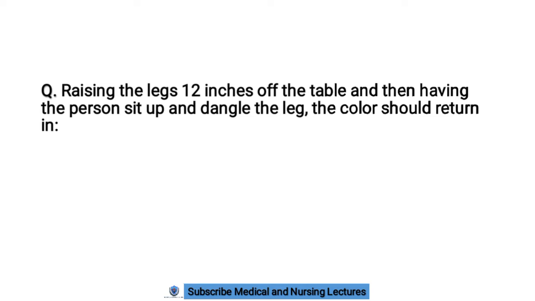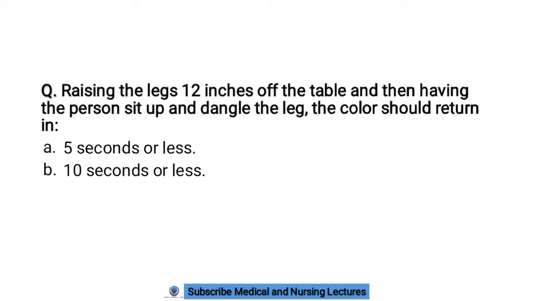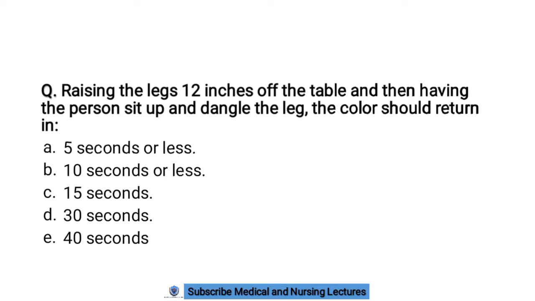Raising the legs 12 inches off the table and then having the person sit up and dangle the legs, the color should return in: option A, 5 seconds or less, option B, 10 seconds or less, option C, 15 seconds, and the last option is 30 seconds. Here the correct option is option B, 10 seconds or less.